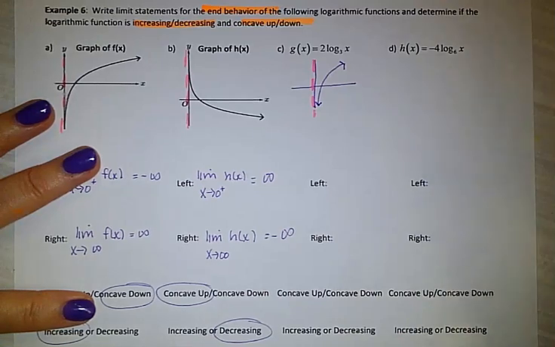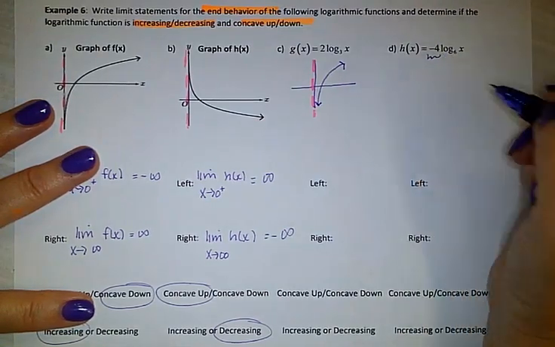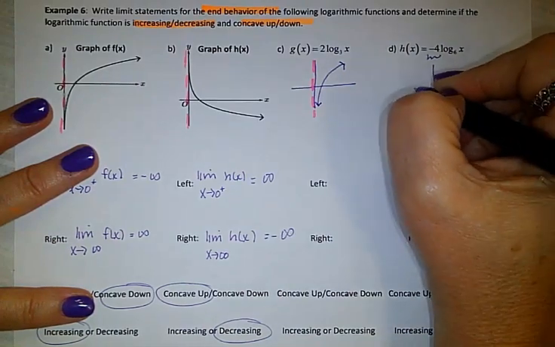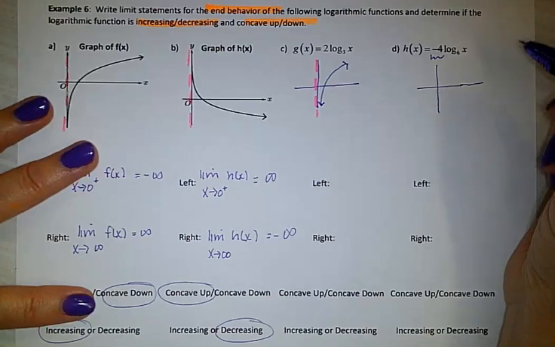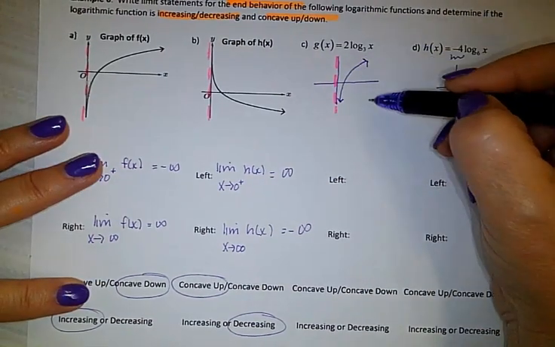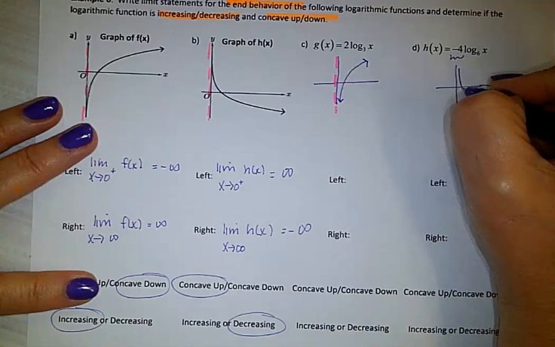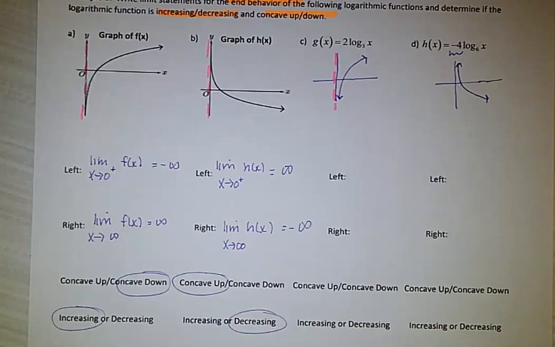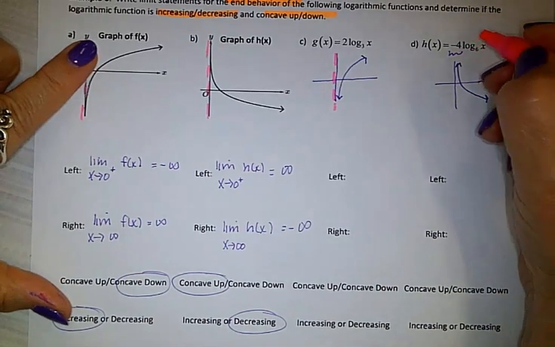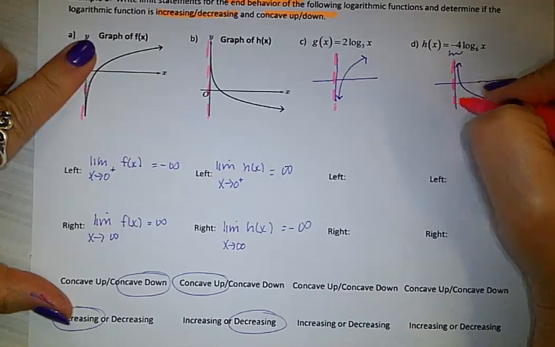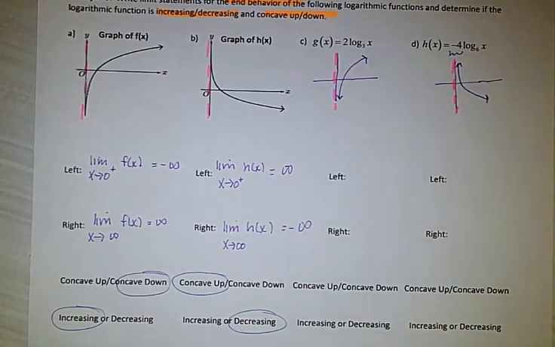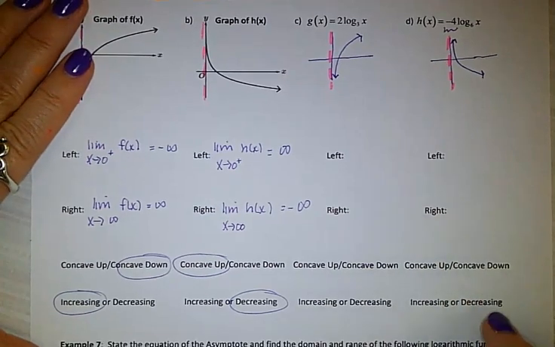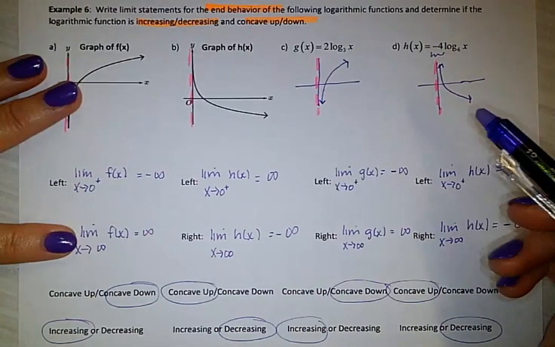So what about this one? When I look at this piece right here, I see it's been stretched, but it's also been reflected. So if I have a graph like that, then it's going to be reflected over the x-axis. So this is turned upside down. So my graph is doing something like this. And again, you don't have to be super specific. I just want you to be able to reason through what it might look like so you can give yourself a visual when you're answering your questions. So go ahead and pause your video and answer your left and right bound questions, your concavity questions, and your increasing and decreasing.